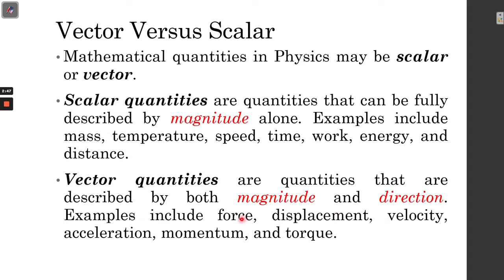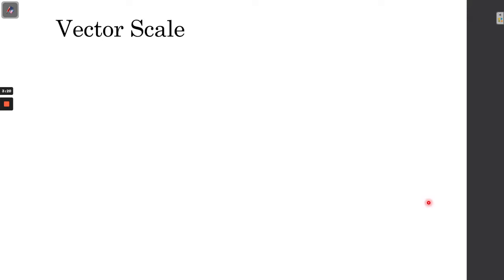So let's say force 3 newtons going downward, displacement 3 meters southwest or north of east, velocity 3 meters per second to the right. So not only do they have to have a magnitude, meaning the unit with the number, but also you need to know where the direction is. So scalar quantities are quantities that only have magnitude, while vector quantities need both magnitude and direction.